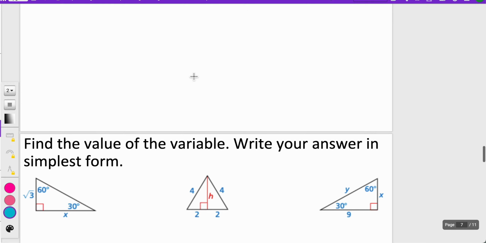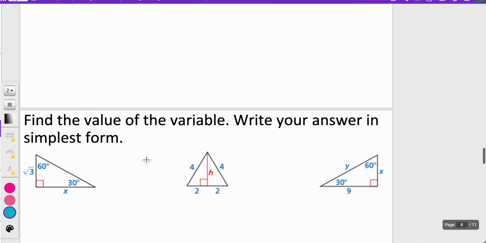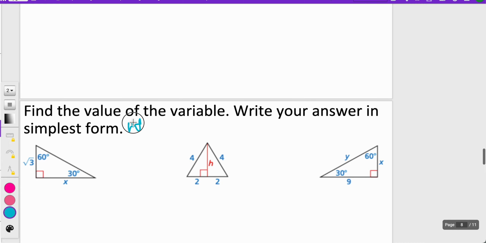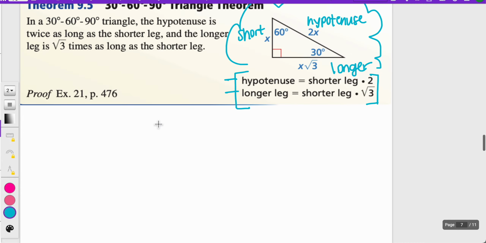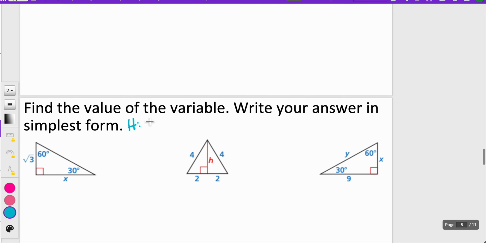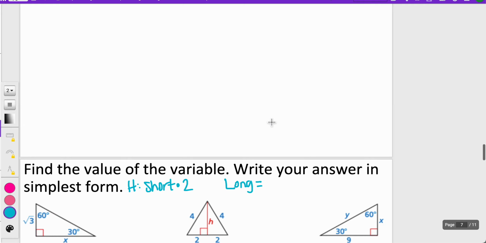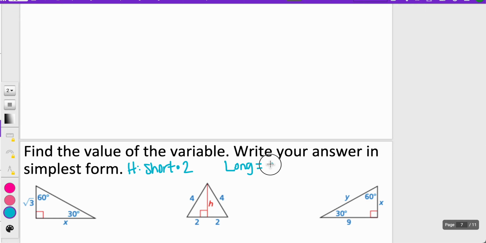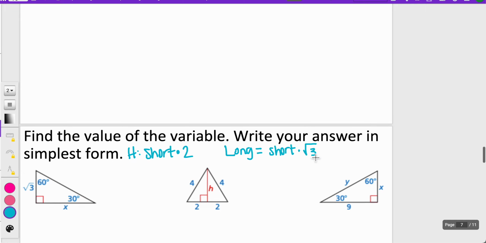So basically what we're doing from here, by hypotenuse, I'm going to just write h here. Hypotenuse is shorter leg times 2. So we'll say short times 2. And your long leg is going to be equal to short times square root 3.